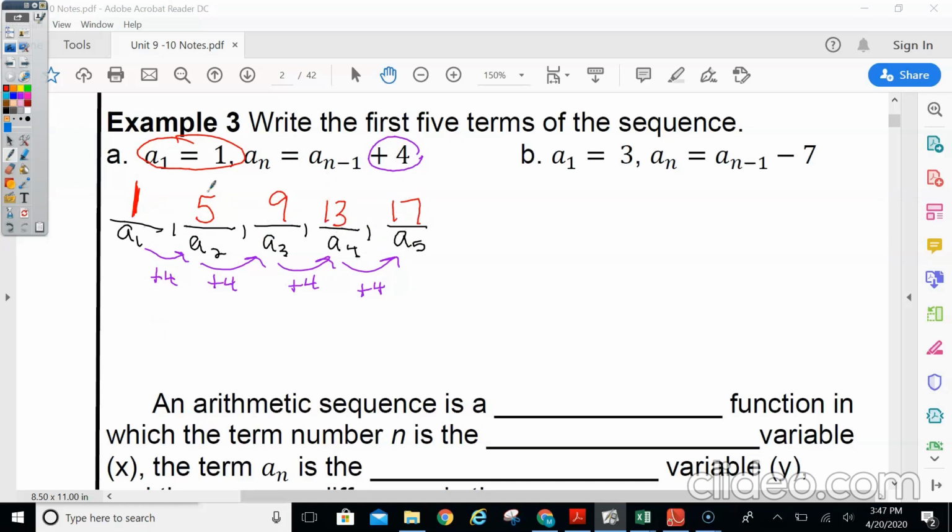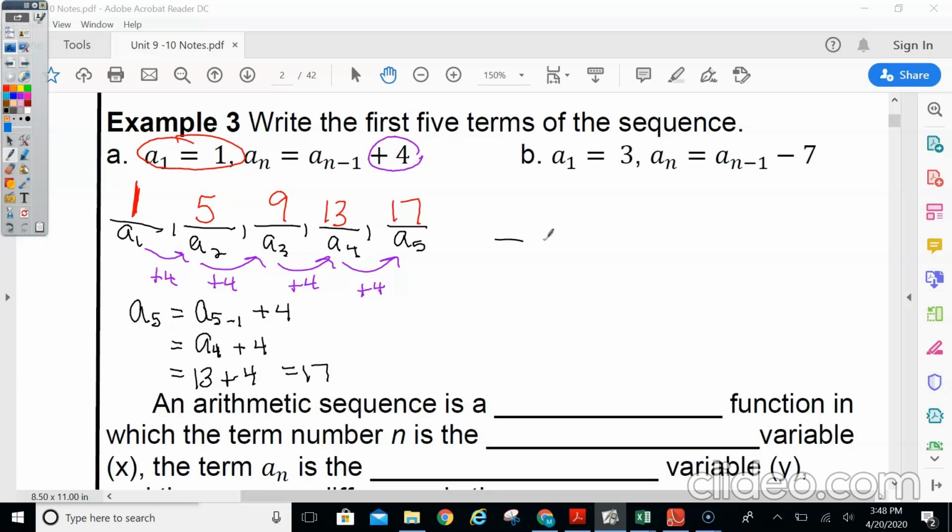But what I'm going to do here is show you how the formula works. So the formula right here, a sub n, so let's say we want the fifth one. This is saying take a sub n minus 1 and add 4 to it. Well, what is a sub 5 minus 1? Well, that's just a sub 4. And a sub 4 is 13. So 13 plus 4 makes 17. So that's how the recursive works. But again, you can always just go in order like this.